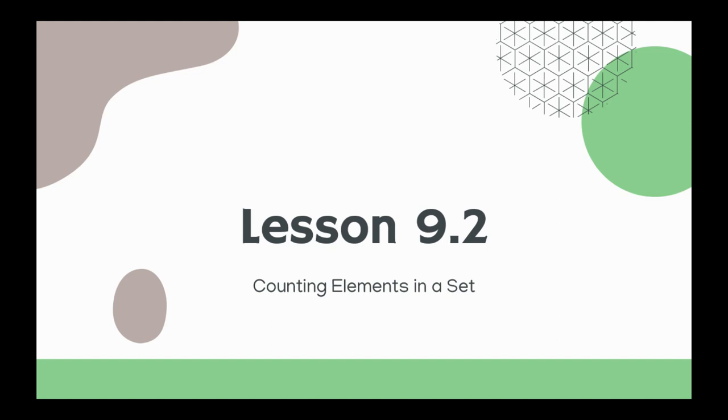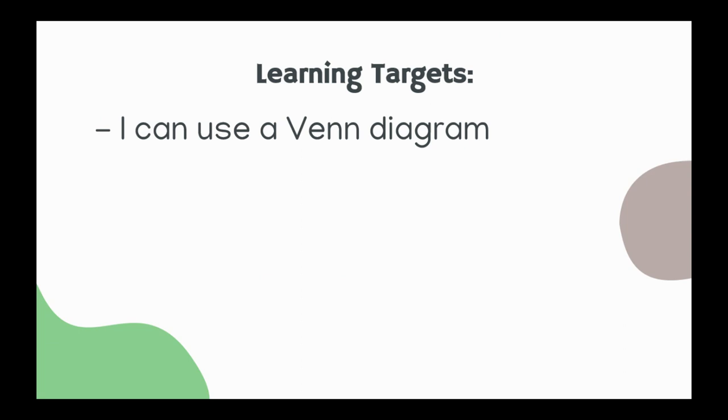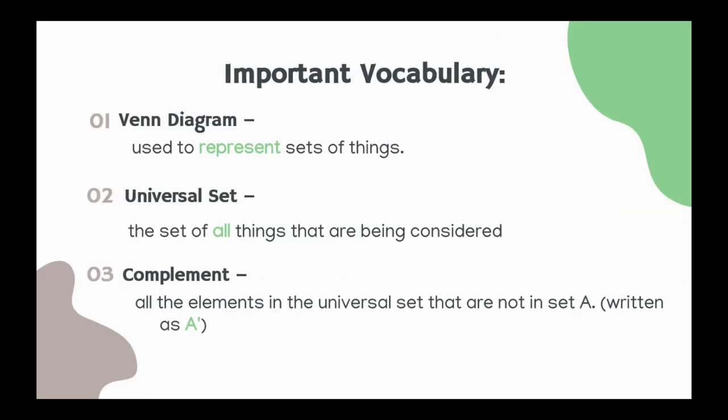So today's lesson is going to be about counting elements in a set. We're going to do a continuation of what we talked about yesterday with Venn diagrams, and we're going to actually use them to perform some math and figure out some different things about unions, intersections, and such. So let's define some more vocabulary.